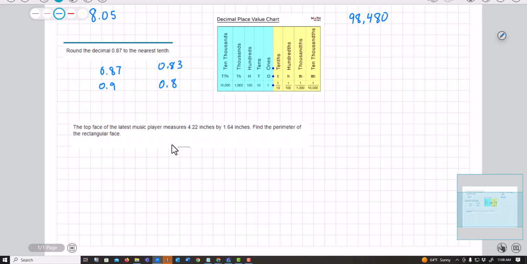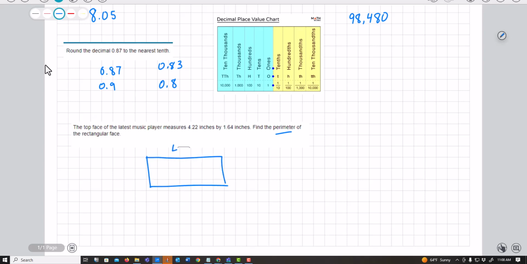Down here it says the top face of the latest music player measures 4.22 inches by 1.64 inches. Find the perimeter. So in other words, it's a rectangle that looks like this, 4.22 by 1.64. And remember, the perimeter, I always remember that you're securing the perimeter, so you're walking all the way around it. So you're just adding up these values, or using the perimeter formula, 2 times the length plus 2 times the width. But that's the same thing as adding all of these values.